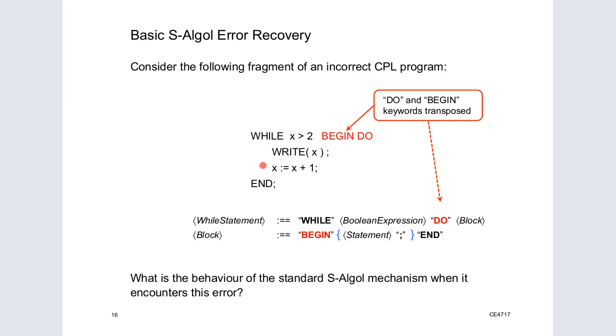You can see them here. So what we have is a while statement is a while, Boolean expression, do, block is begin, optional sequence of statements, followed by an end. So once you've seen the begin and committed on it, the only thing you're committed to at that point is the end. So what's the behavior of simple SALGOL when it hits this error?